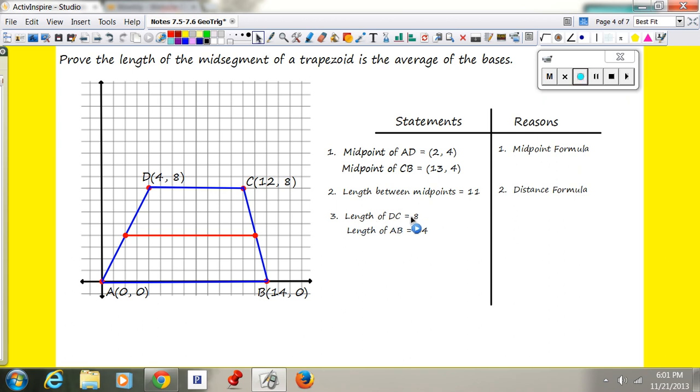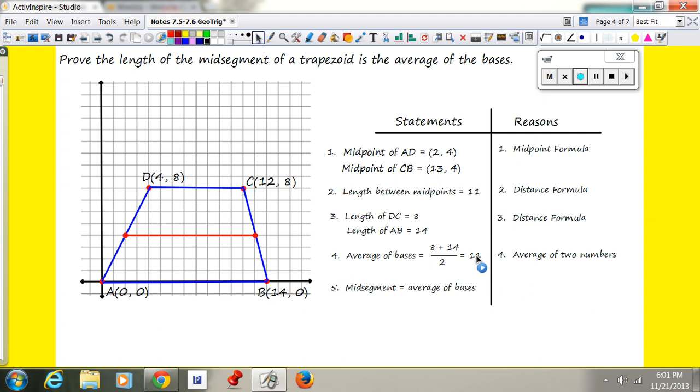The length of DC equals 8. So I can count here 1, 2, 3, 4, 5, 6, 7, 8 again, or I can use the distance formula again. The length of AB is 14. So if I count these, it's going to be 14. The average of these two bases is (8 plus 14) over 2, which is 11. That is just using the average of two numbers formula. When you average two numbers, you add them together and divide by 2. And then the mid-segment equals the average of the bases. The mid-segment is 11.